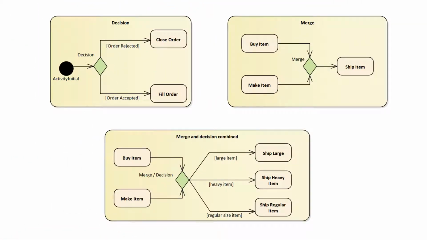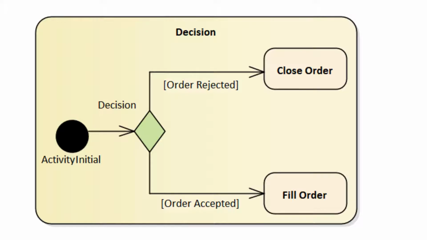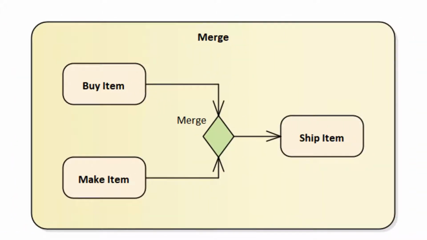We distinguish decision and merge based on incoming and outgoing control flows. One inbound and several outbound control flows represent a decision. Several incoming and one outgoing control flow represent a merge.